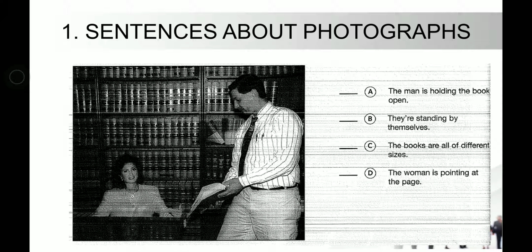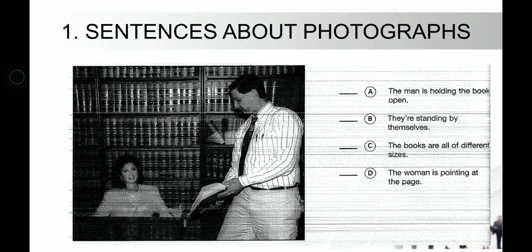Take a look on the picture. A. The man is holding the book open. B. They are standing by themselves. C. The books are all of different size. D. The woman is pointing at the pages.